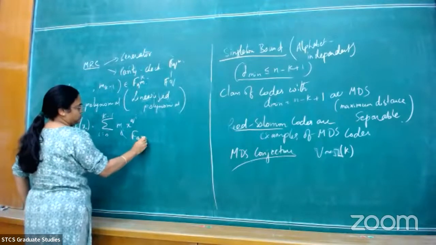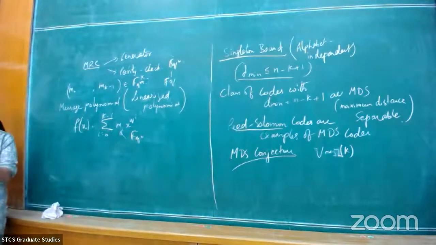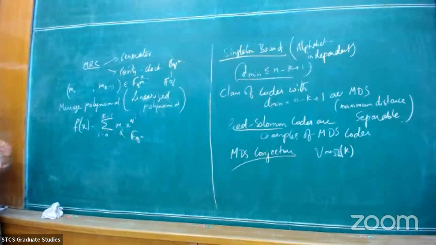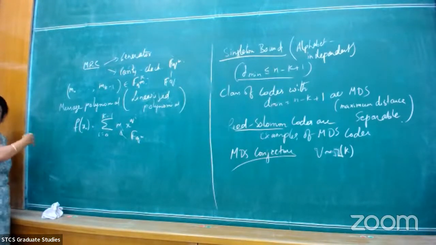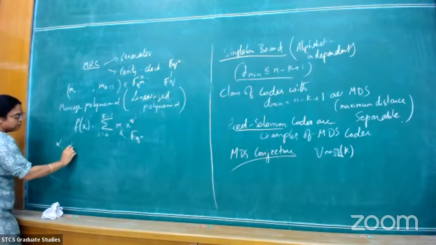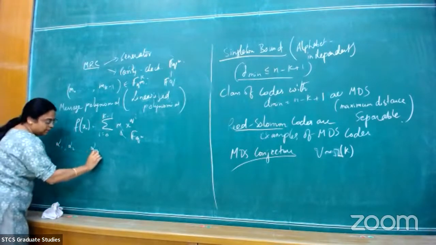So the messages are themselves coming from F_q^m, because the code is over F_q^m. So that's what it is. Okay. The polynomials are like this, and we are going to have an MDS code by evaluating these polynomials. Then I pick alpha 1, alpha 2, up to alpha n.